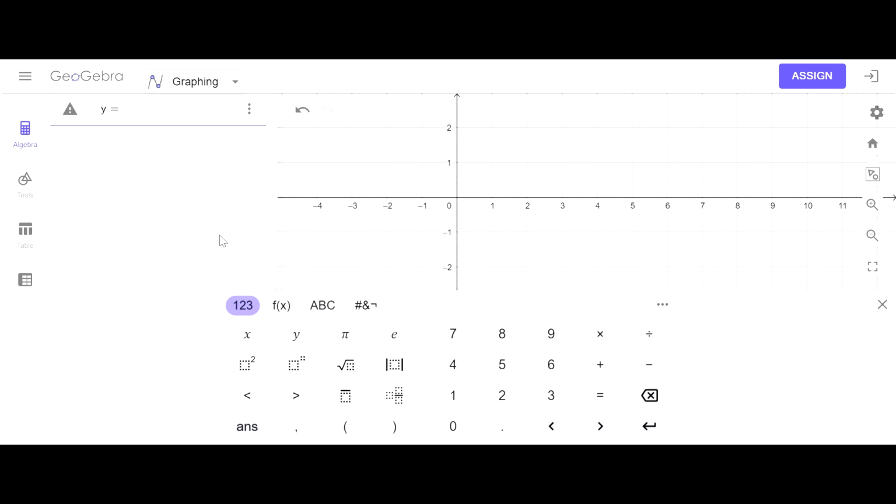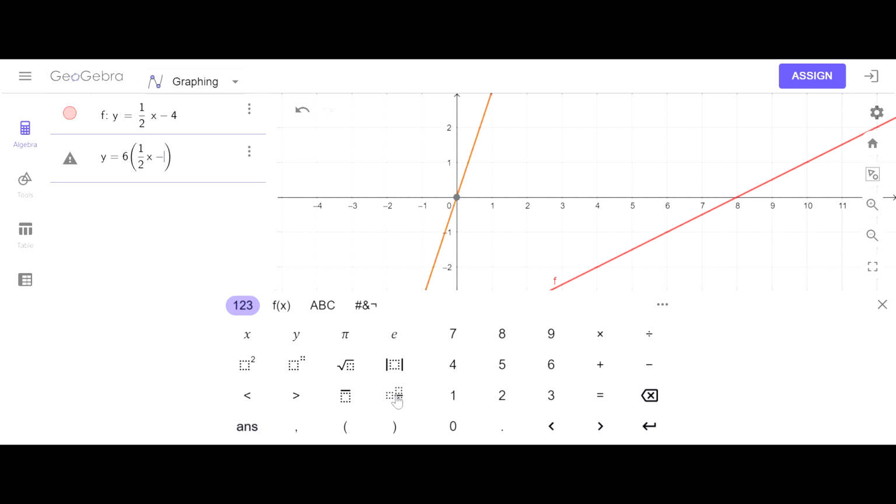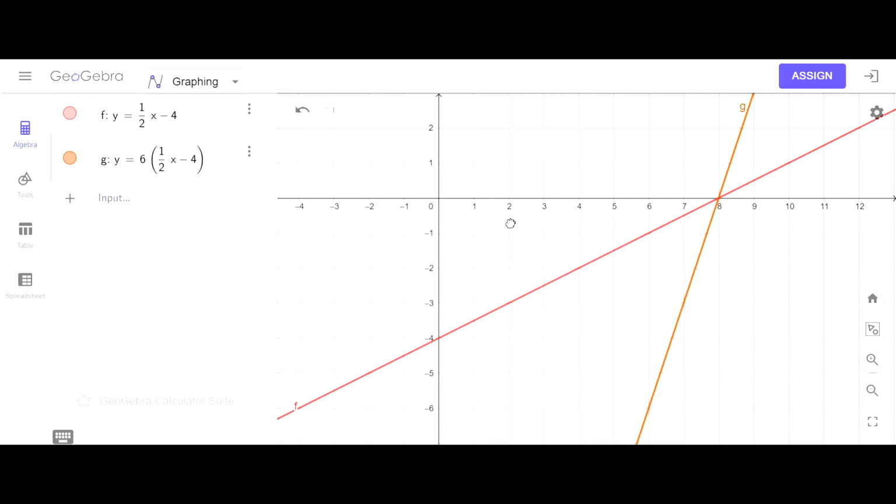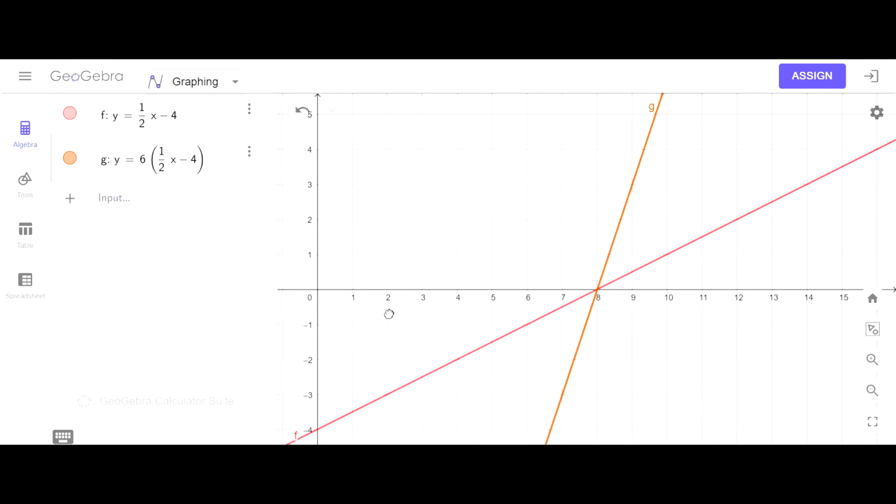We have y equals, we need a fraction, I'm guessing it's this one, 1/2 x minus 4. Okay, there's our first line. And then we need another one, which is going to be y equals, and we know that the value for k is 6. So that's going to be the first thing we put in, then everything else needs to go in parentheses. So we have another fraction, 1/2 x minus 4. Okay, this is what your two graphs are going to look like.